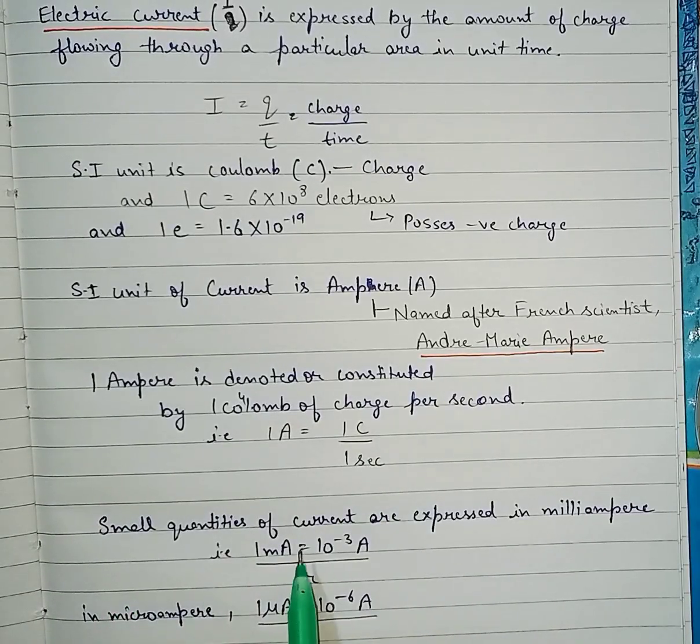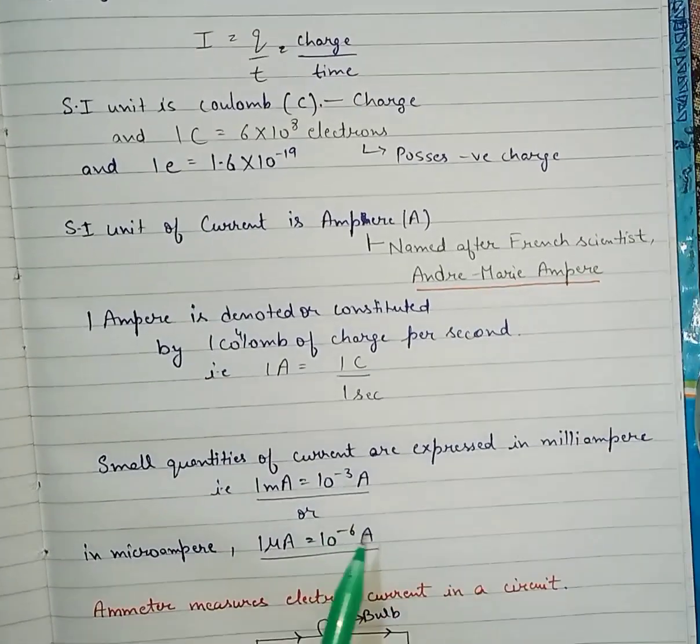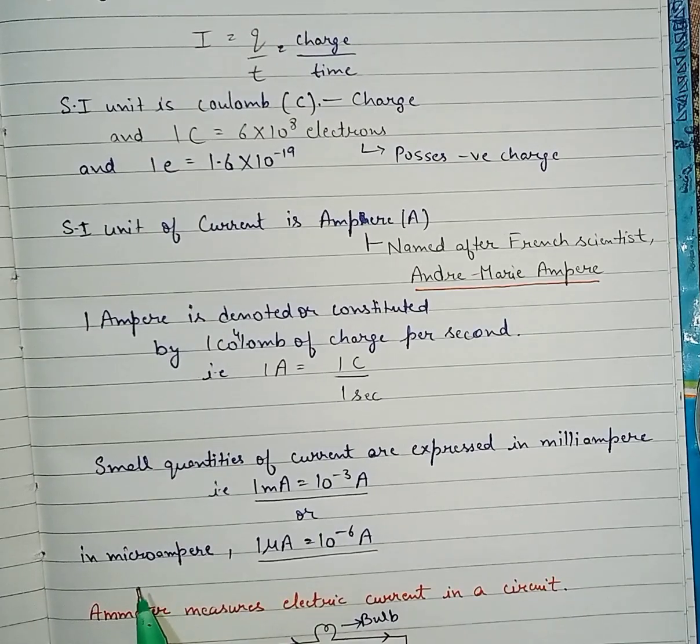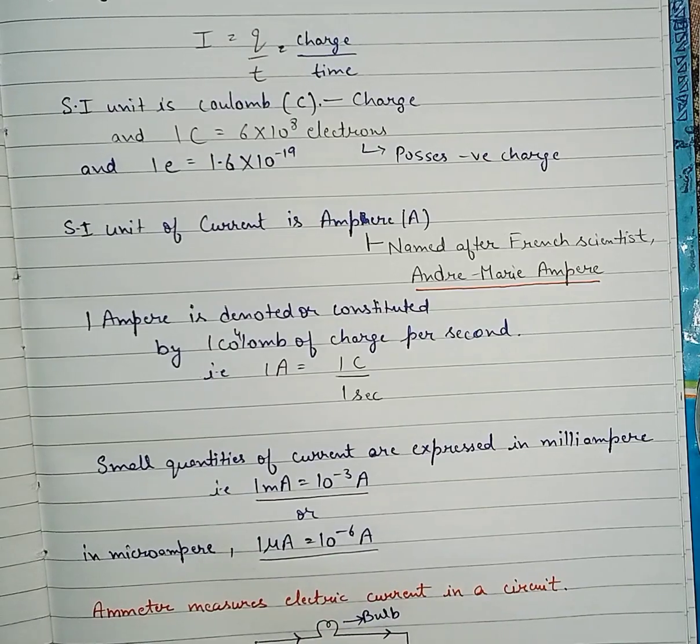Now, small quantities of current are expressed in milliampere, such that 1 milliampere is equal to 10 to the power minus 3 ampere, and 1 microampere is equal to 10 to the power minus 6 ampere.